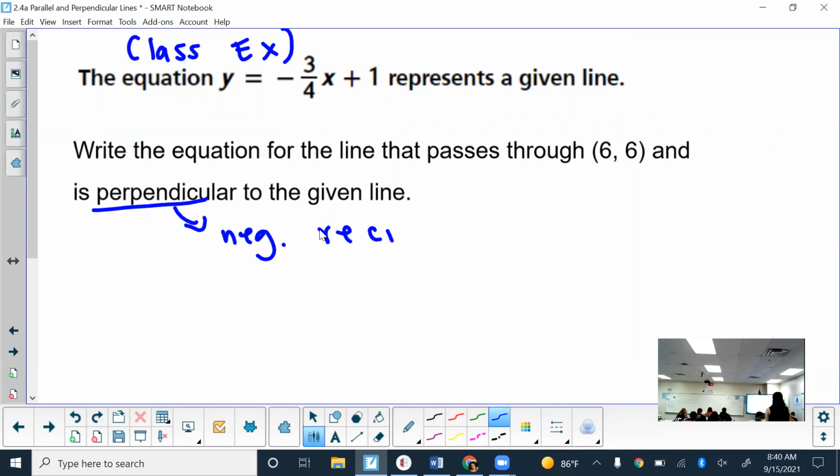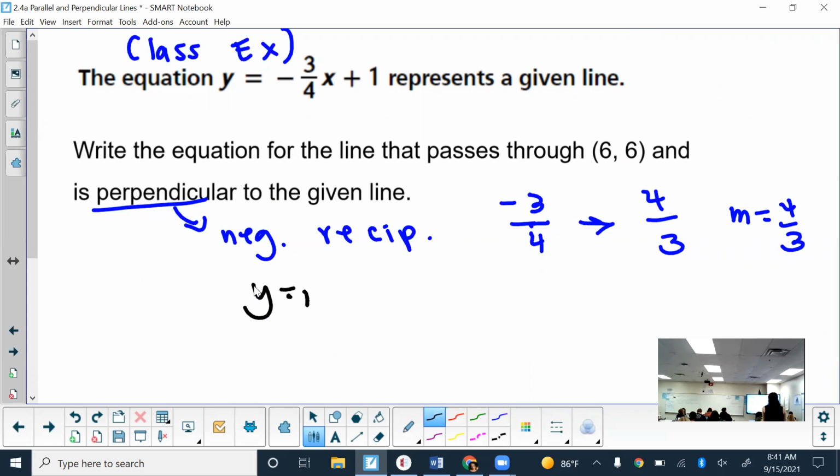Negative reciprocals, and I'm just gonna abbreviate it. So if my original slope is -3/4, what would be the negative reciprocal of it? 4/3. So flip the fraction, that's the reciprocal part, and basically times it by -1. All right, so that the sign changes. Opposite signs of each other. Questions? All right, so we know that our m will be equal to 4/3.